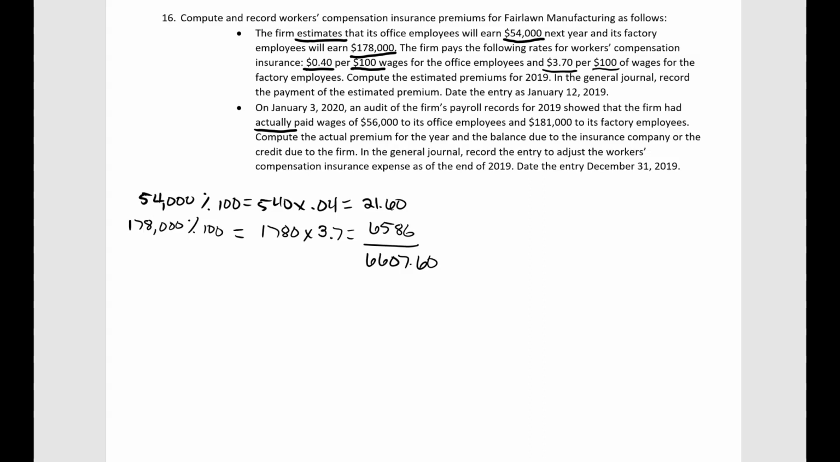Okay, now let's look at what actually happened. This is the estimated, remember. So here they actually were 56,000 for office and 181 for factory. So we're going to do this again using the actual numbers, because you pay in advance and you're not really sure how much the employees are going to earn. So you have your estimated, and then you reconcile it at the end. And that's what we're doing now, looking at what actually happened after the fact and making the adjustments.